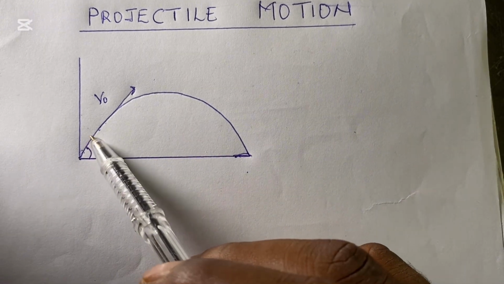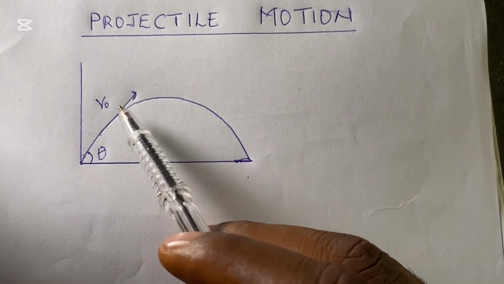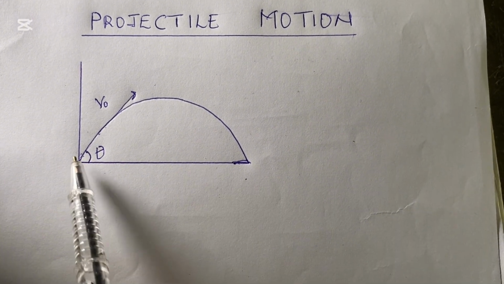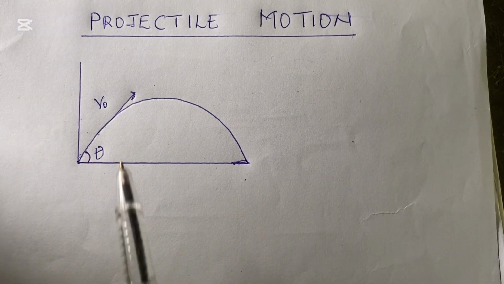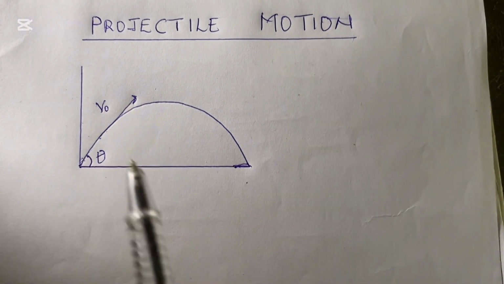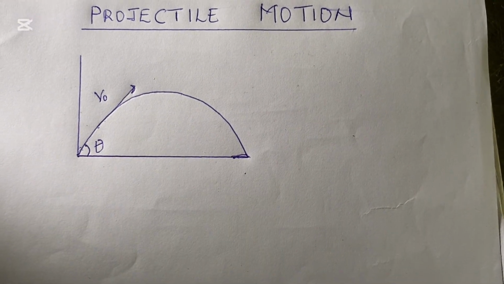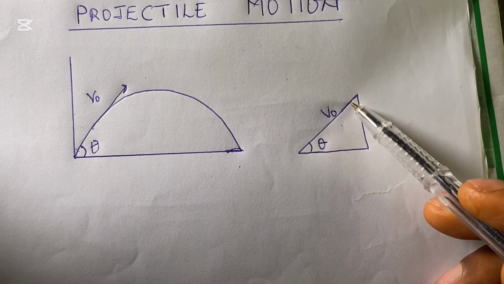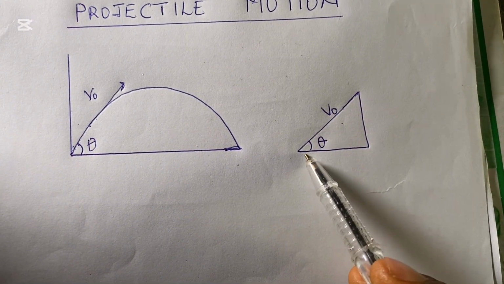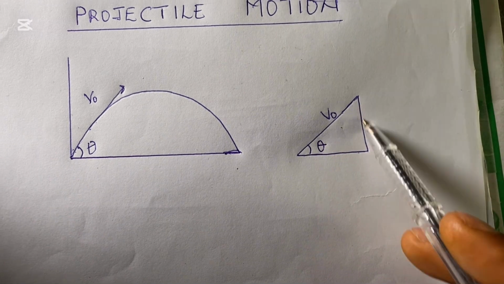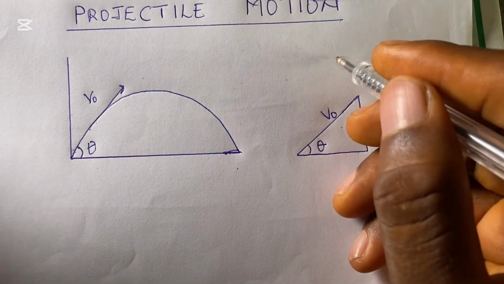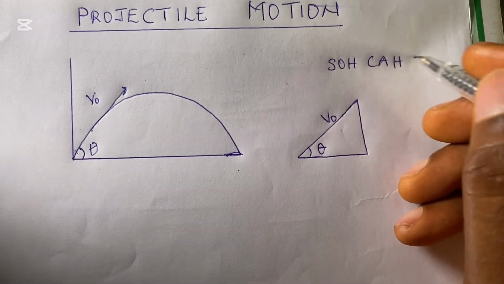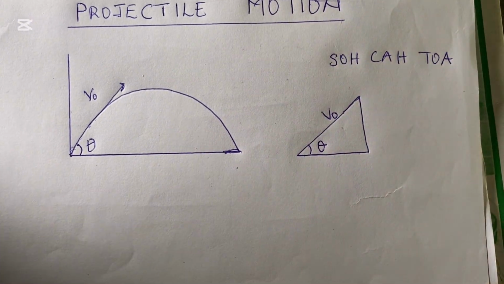The initial velocity that this ball leaves with, there will be initial velocity on the x-axis, and there will also be initial velocity on the y-axis. Now, how do you find this initial velocity? If I bring this out, you have something like this. This is the initial velocity. Now, how do we find the initial velocity on the x-axis and the one on the y-axis? You must have had this from trigonometry.